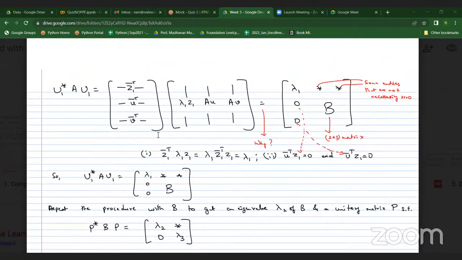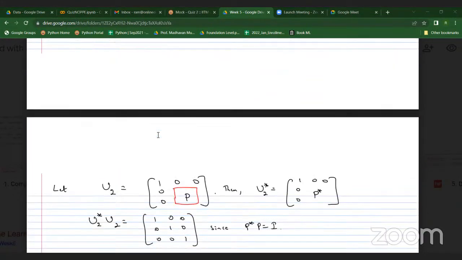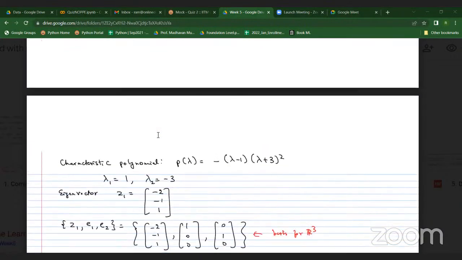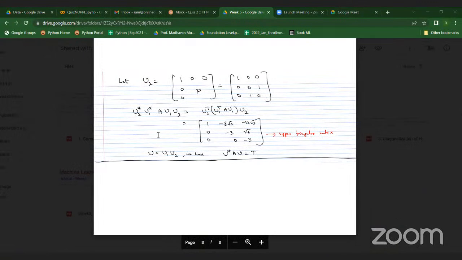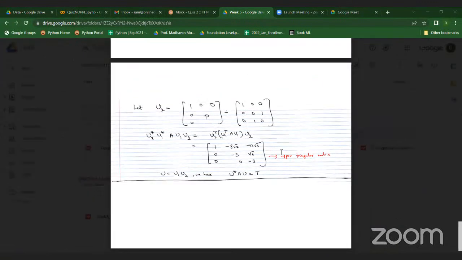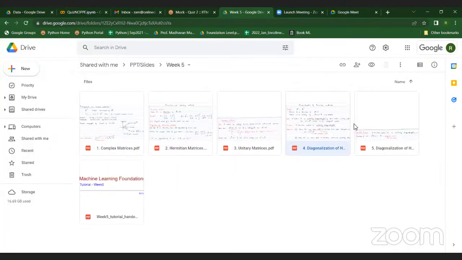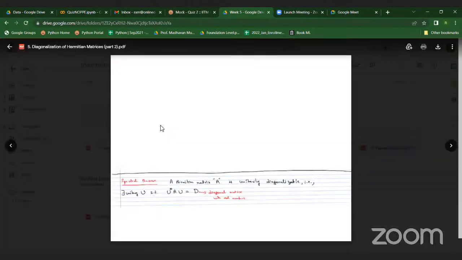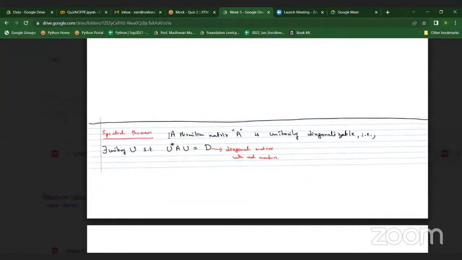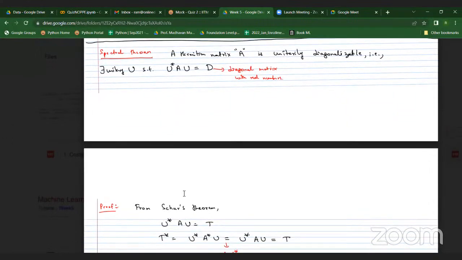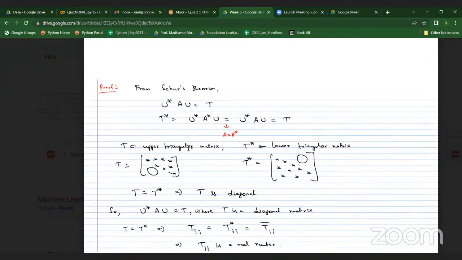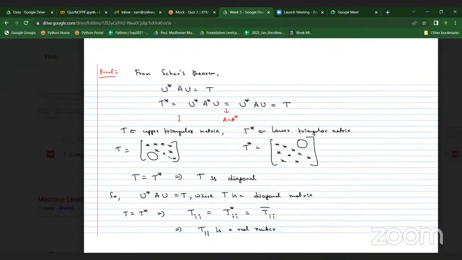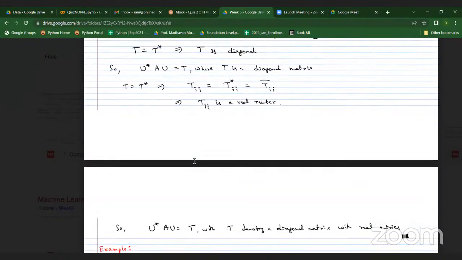So this is a proof for that, and then for a special case of our Hermitian matrix, it's going to be such that this T upper triangular matrix is going to be a diagonal matrix. Okay, this is just the proof for it. Okay, we'll not get into this.